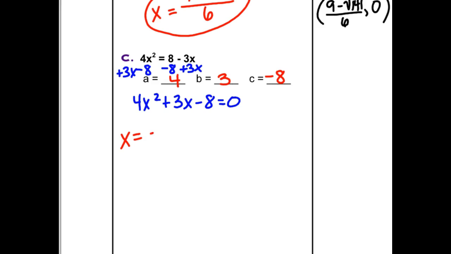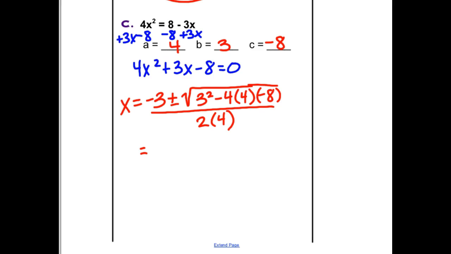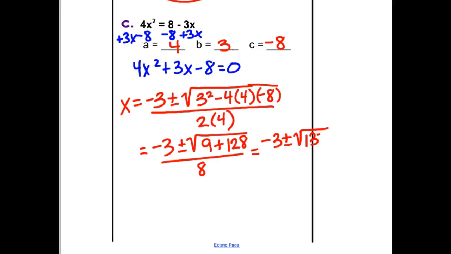x equals the opposite of b plus or minus the square root of b squared minus 4ac, all over 2a. So now when we start number crunching, we get negative 3 plus or minus the square root of 9. I know I have plus because it's negative 4 and negative 8. Well, 4 times 8 is 32, times 4 is 128, plus 9 is 137, over 8. So negative 3 plus or minus the square root of 137 over 8.